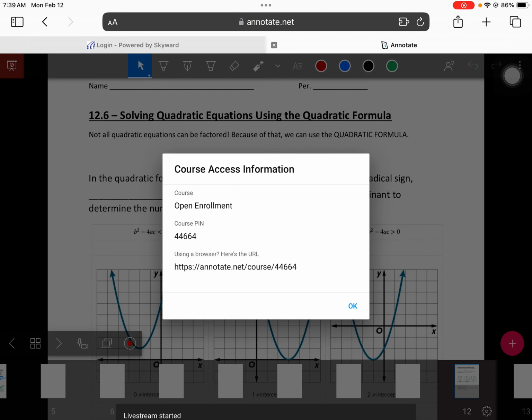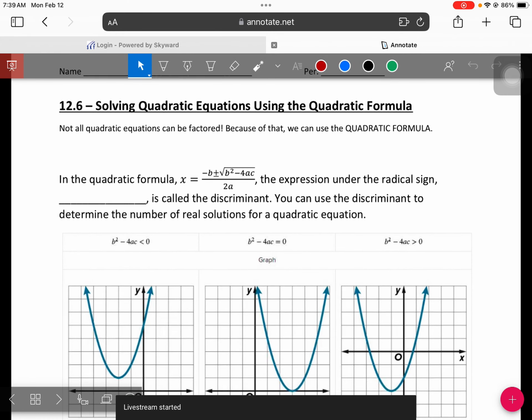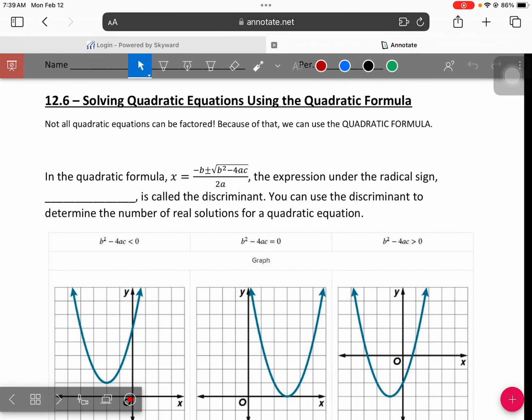And we are, I believe, ready for 12-6. Solving quadratic equations using the quadratic formula.